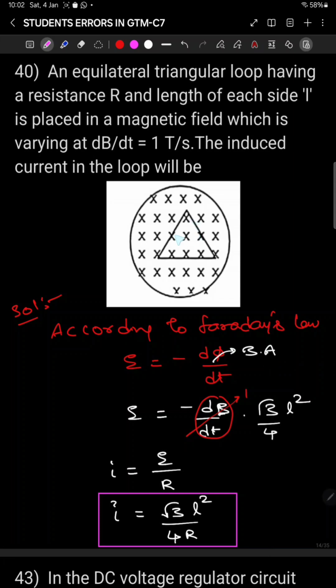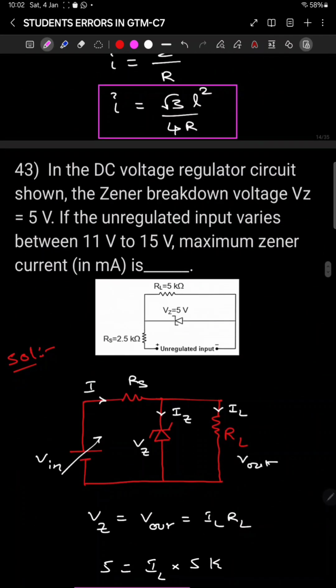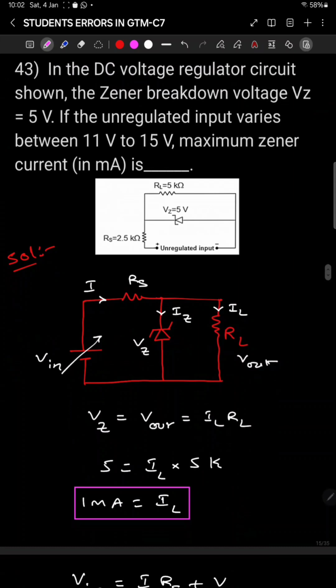Here area means triangle area, so that is root 3 by 4 L square for an equilateral triangle, into dB by dt. This is given as 1. You can find the E value here. In this closed loop, I want current: total EMF by total resistance. Substitute the E value here to find the total current in the triangular loop. Let us go to the next question.